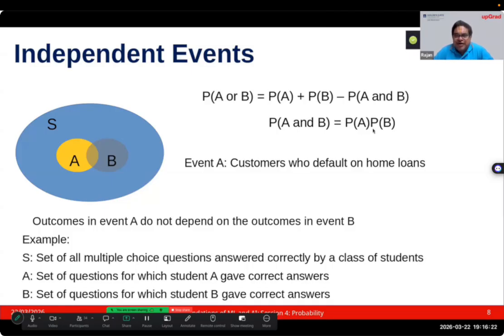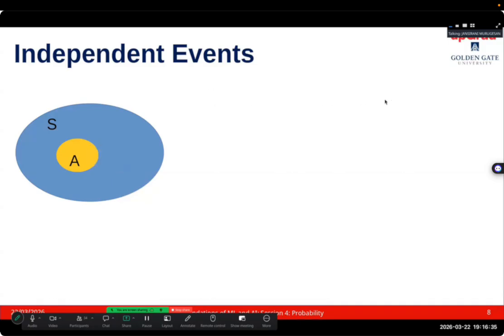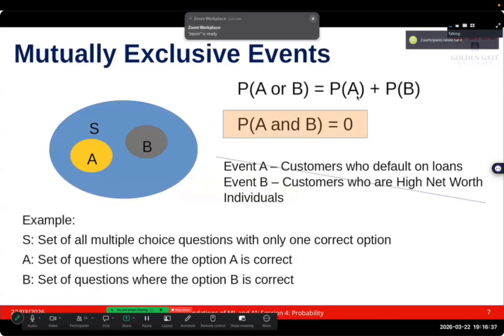Yes, John Sirani, please go ahead. So, Rajan, could you please give the same P of A and B in the mutually exclusive case? What is the formula you wrote there? Could you please show that screen for one minute? Yeah. Okay, it's 0 there. Okay, thank you.